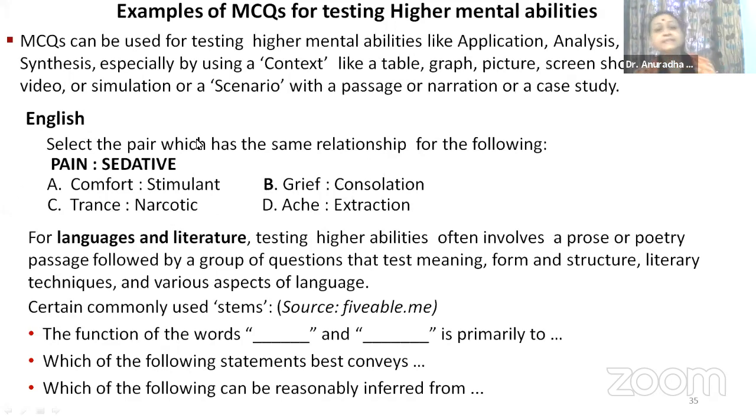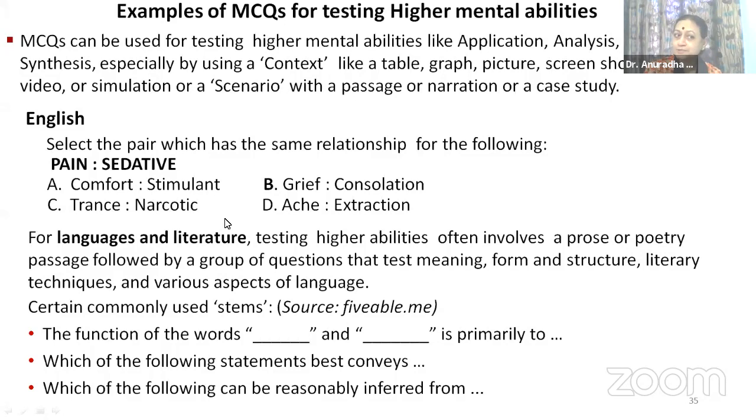Select the pair which has the same relationship for the following. Now, what is the question? Pain is to sedative. There are options given A, B, C, and D. Comfort is to stimulant, grief is to consolation, trance is to narcotic, ache is to extraction.